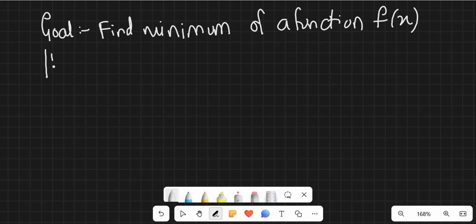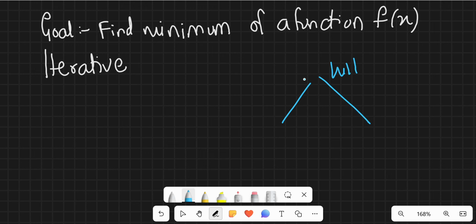And this algorithm is iterative in nature. We will see why. So let us say you are on a hill, standing over here. If I tell you to go to the minimum point of the hill, that is to come over here or here, will you go in this direction or in this direction? Yes, you will take this direction.